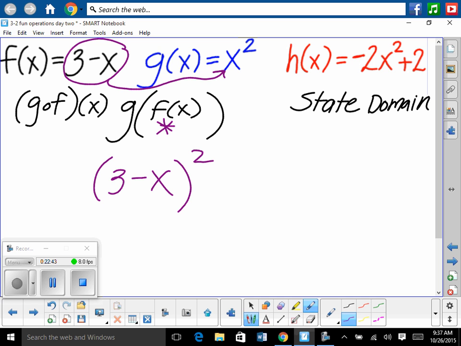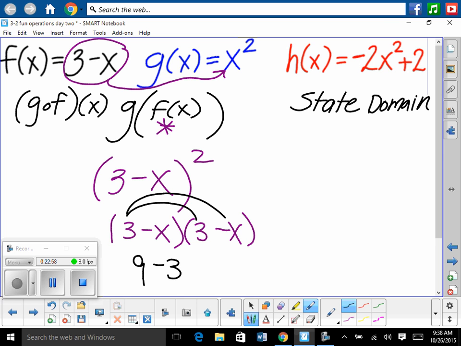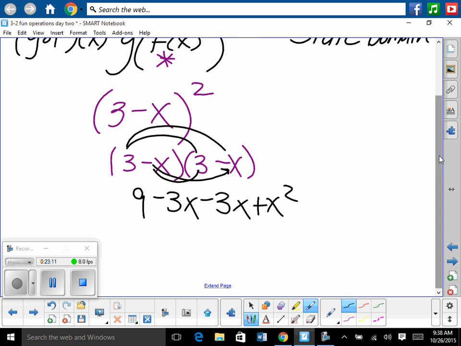Now I need to simplify this. We know that we have to rewrite that as 3 minus x times 3 minus x. And then we double distribute. 3 times 3 is 9. 3 times negative x is negative 3x. Negative x times 3 is negative 3x. Negative x times negative x is positive x squared. And I combine my terms and put it in standard form.